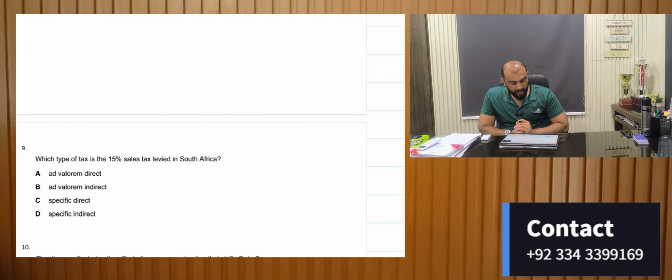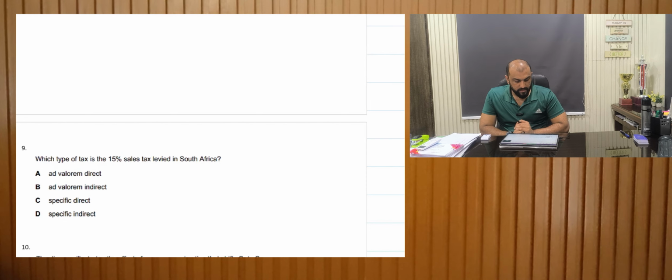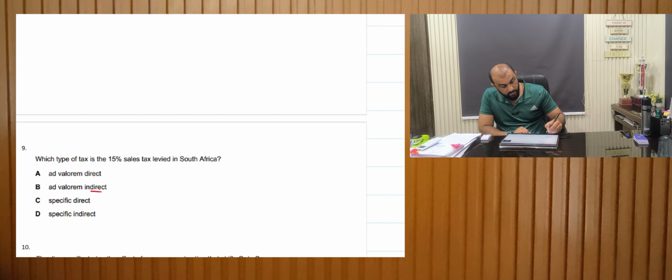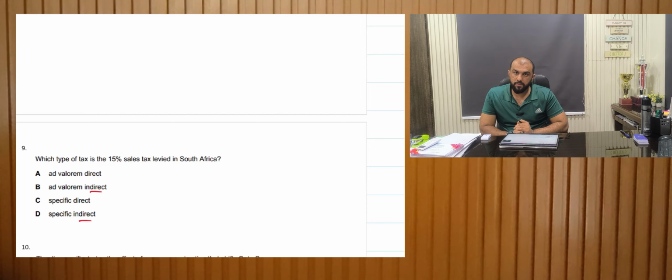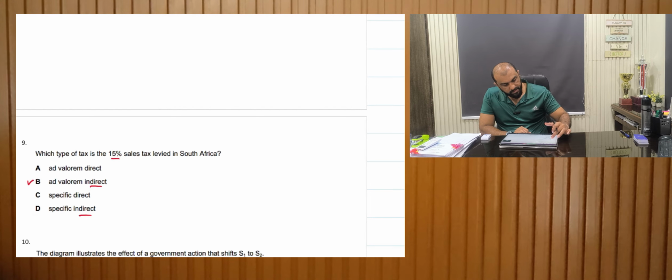Which type of tax is the 15% sales tax levied in South Africa? Now, sales tax has to be indirect. Ad valorem tax means that the tax percentage is fixed, and we can see it's 15%. So it's ad valorem indirect tax.